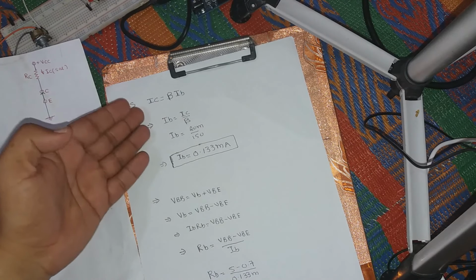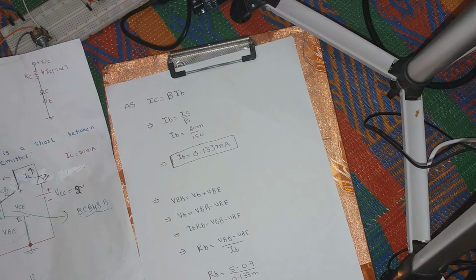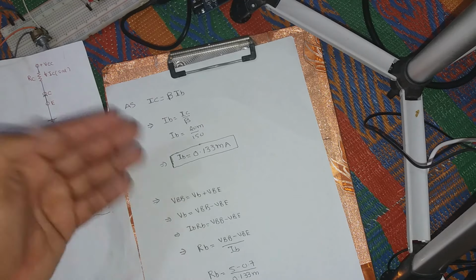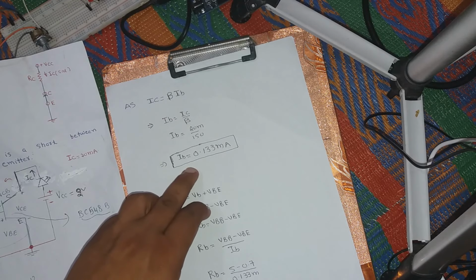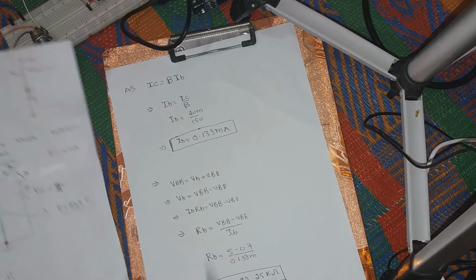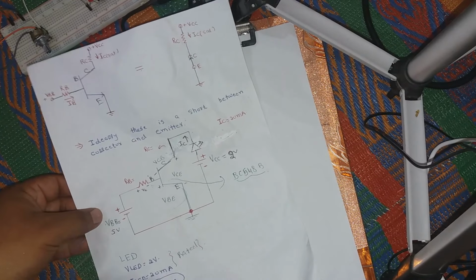IC is given, which is 20 milliampere, because this is the current which has to flow through the LED, and beta is also given. For BC548B, the beta is 150. This implies that IB is equal to 0.133 milliampere. Now IB is this, so it's okay. But what about this RB? What will be the value of RB?